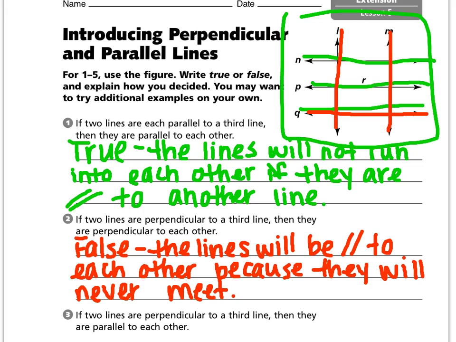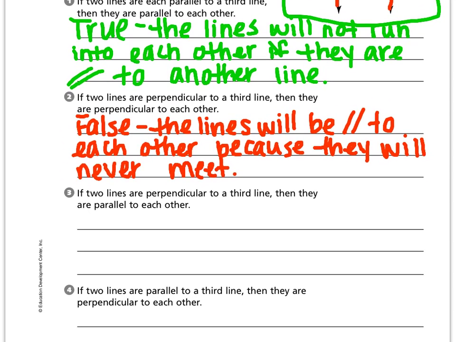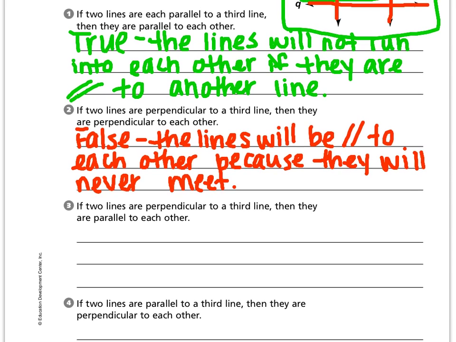Let's go ahead and look at number 3. If two lines are perpendicular to a third line, then they are parallel to each other. And if you look at number 2, you know that we just explained that the lines will be parallel to each other because they never meet. So again, you can see up here that they're going to never cross each other, so you know that you're right.